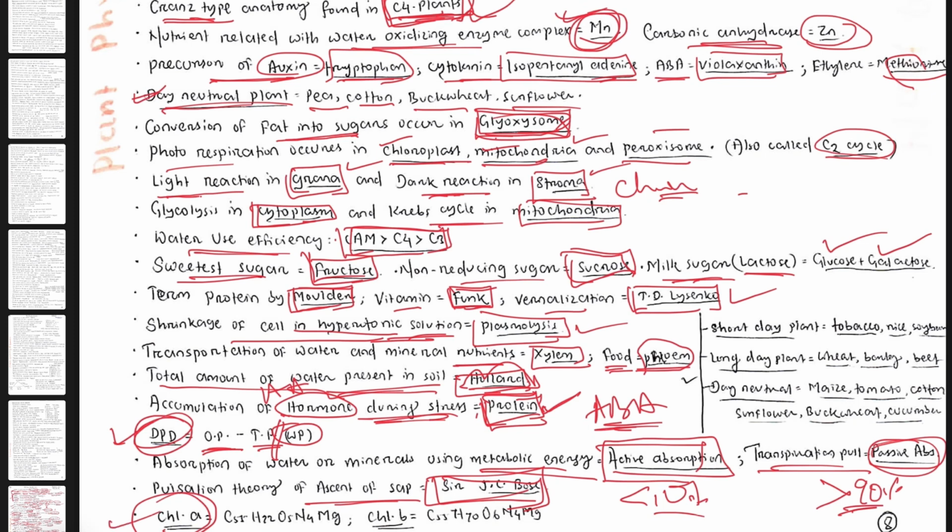The formula of chlorophyll A is also asked in several competitive exams. What is the formula of chlorophyll A? That is C55H72O5N4Mg, and the formula of chlorophyll B is C55H70O6N4Mg. So the central atom is magnesium. This is also asked: which among the following minerals is found in chlorophyll? You have to answer magnesium, right?